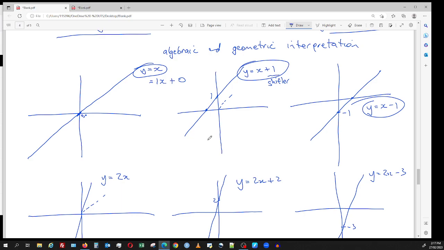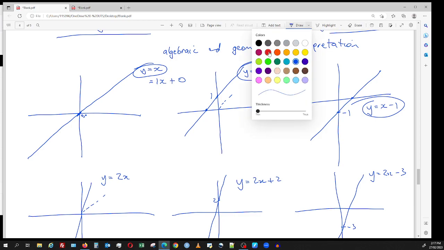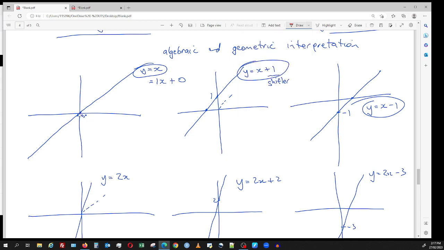So what happens then if we go ahead and change direction? What about if we change direction? I'll pick a different pen here. So this time, instead of going left to right, we'll go right to left.